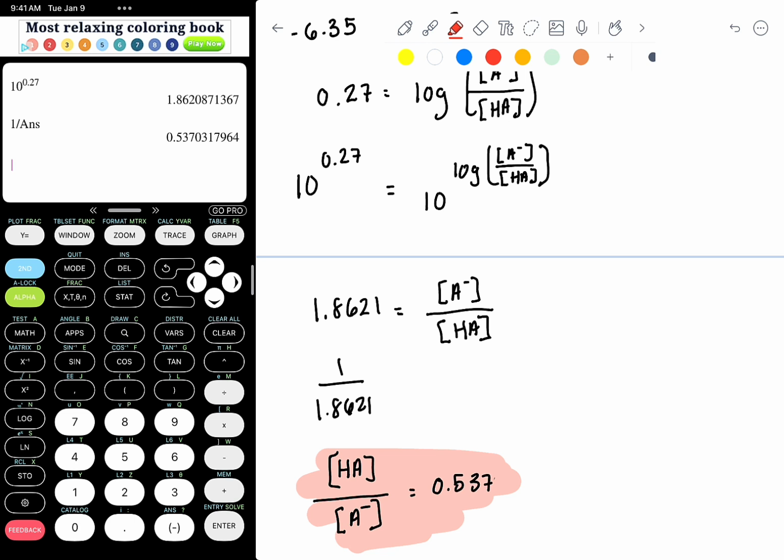Again, I bring up this problem from our Alex homework because you do have a few in there that ask you to find the ratio of these concentrations rather than the specific concentration or the pH. So it's just using the Henderson-Hasselbalch equation the same way, just solving for a different unknown value.